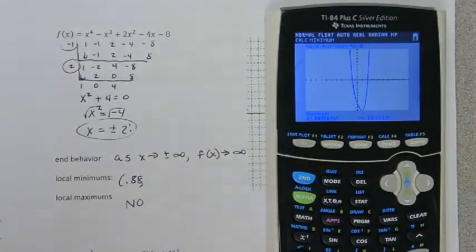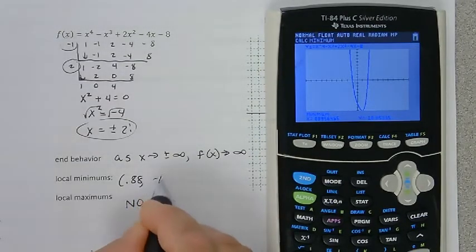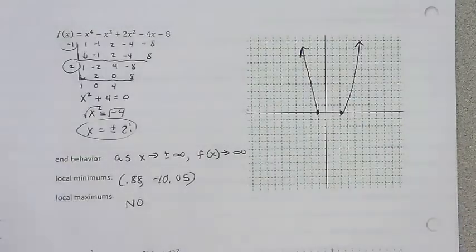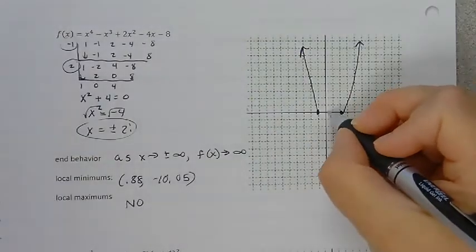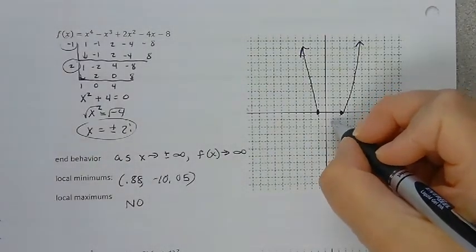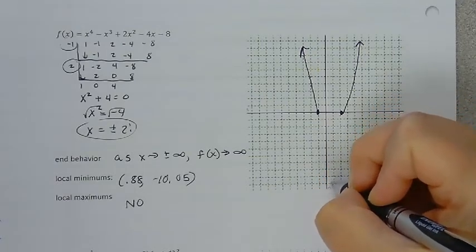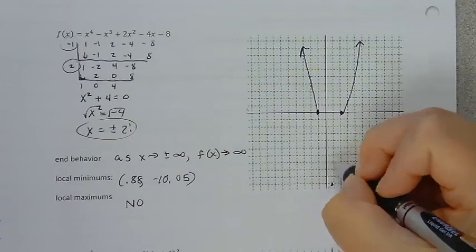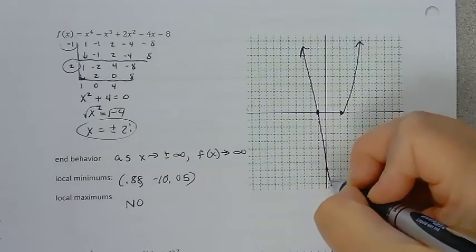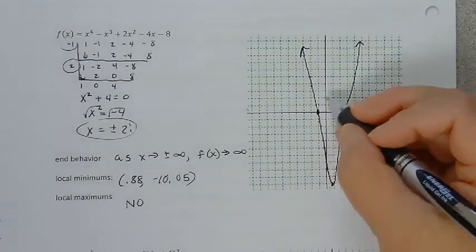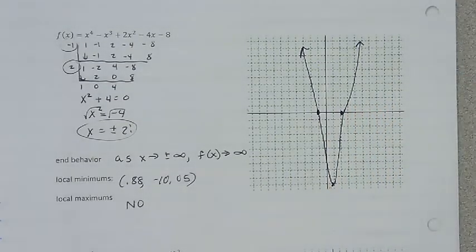By the way, if your number is off from mine just slightly, that's fine. And -10.05. So we may be off a tenth or a hundredth, and that's okay. So I'm going to go over to 0.8 and down to -10.05, which should be about right in here. So there would be my local minimum, or my turning point, as some teachers might call it, and the graph would look something like this.